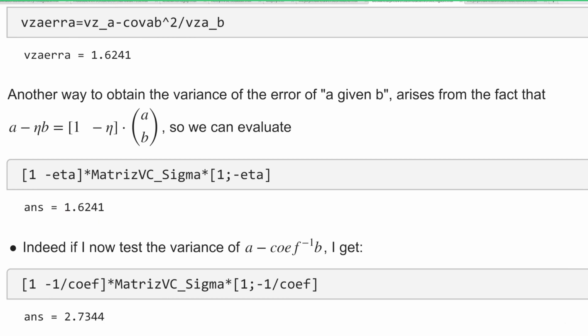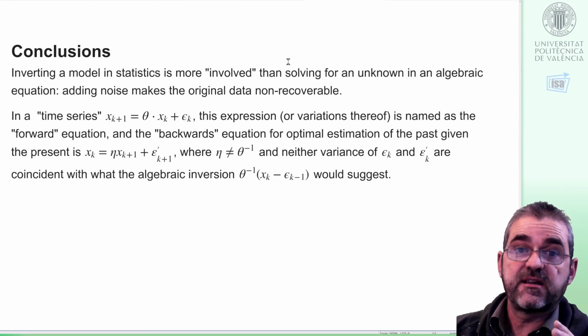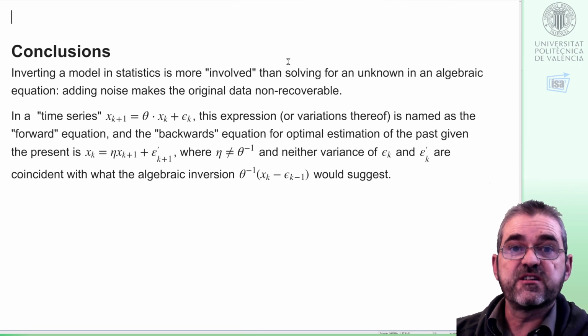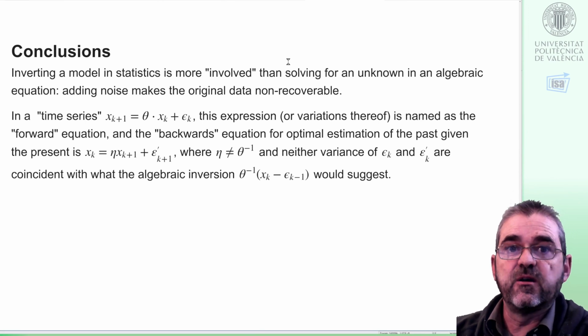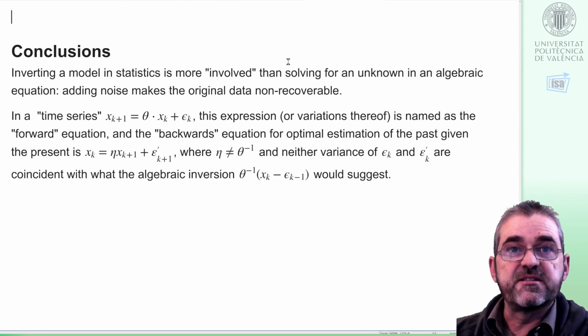So let us conclude. In this video, we used the model to generate a covariance matrix, and then we used the covariance matrix to estimate that model in reverse, what we call a statistical inverse. We saw that the obtained coefficients were different from those obtained by solving for a given unknown, what we call an algebraic inverse. This is because adding noise to data loses some information, and I cannot go back without losing some information, so the algebraic inverse is not optimal in a statistical sense.